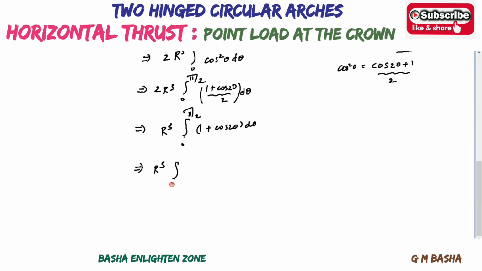R cube, 0 to pi by 2, integral of 1 into d theta plus integral from 0 to pi by 2 of cos 2 theta d theta. So here, R cube integral of 1 into d theta equals theta plus the constant of integration. Integral of 1 d theta means theta, so the limits will be 0 to pi by 2, plus the integral from 0 to pi by 2 of cos 2 theta.